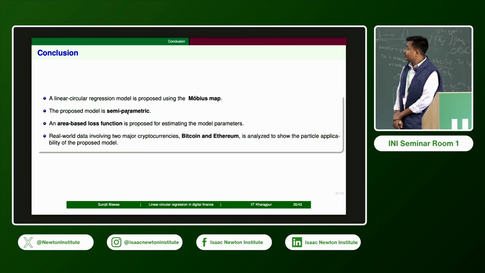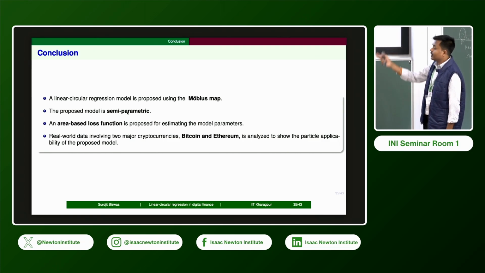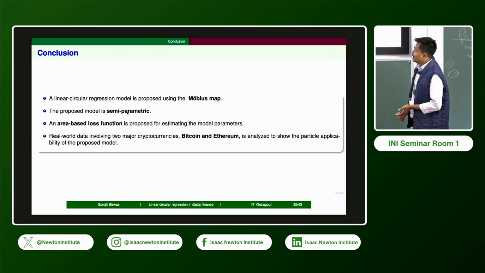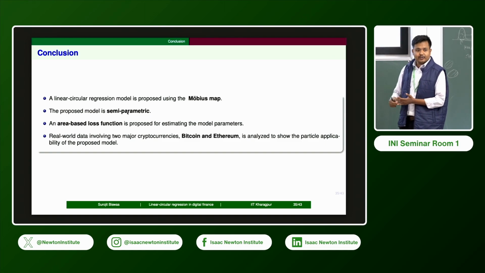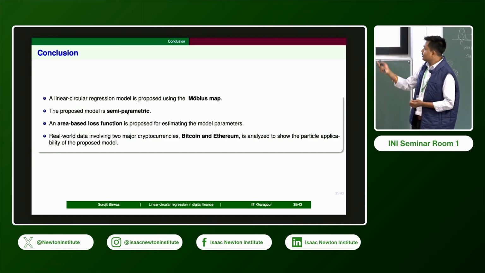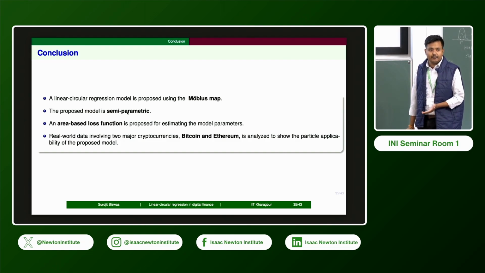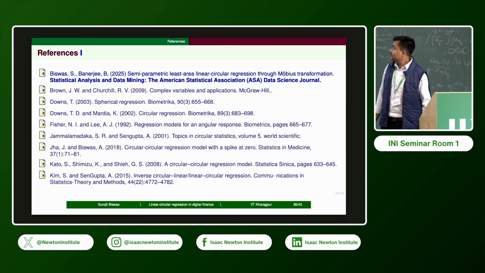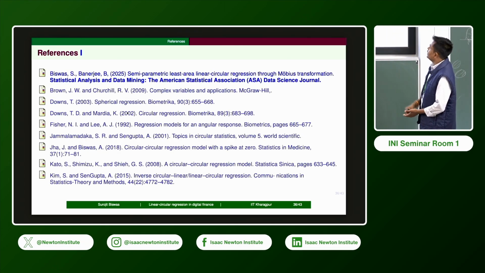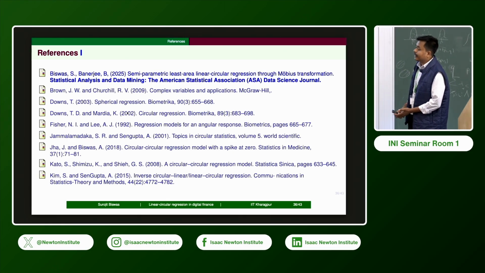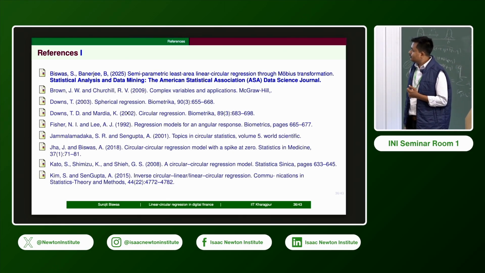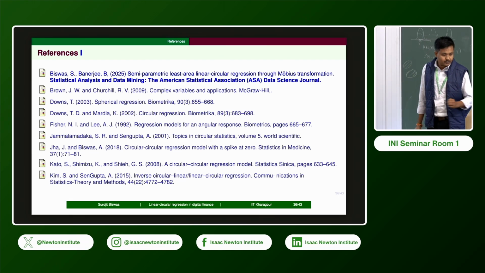So in conclusion, we have used the Möbius map, the generalized Möbius map, not only the Möbius map, for linear circular regression. The model is semi-parametric, and we have introduced an area-based loss function using differential geometry. We have analyzed real-world data involving Bitcoin and Ethereum with the model. And this is the paper that is published in Statistical Analysis and Data Mining, and these are a few references that I have used in my paper.